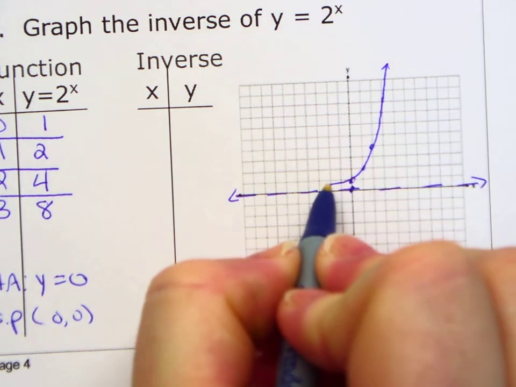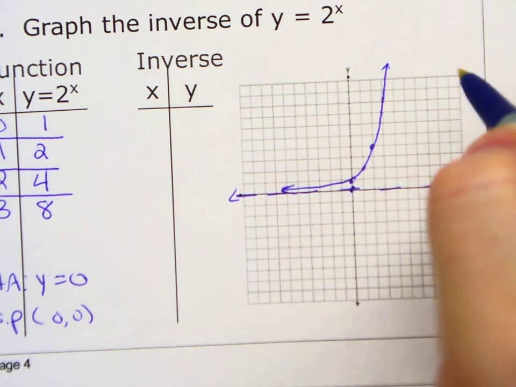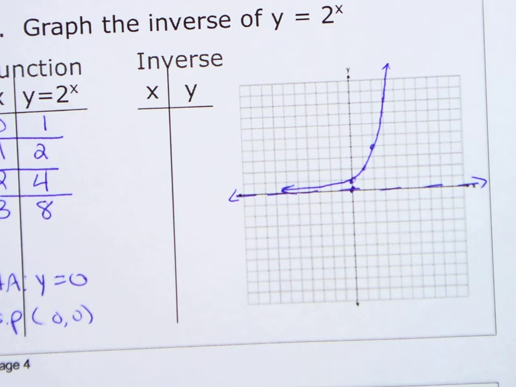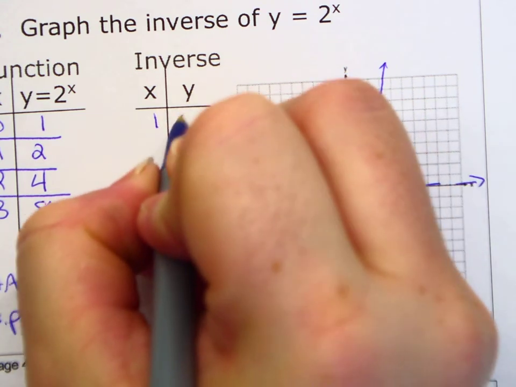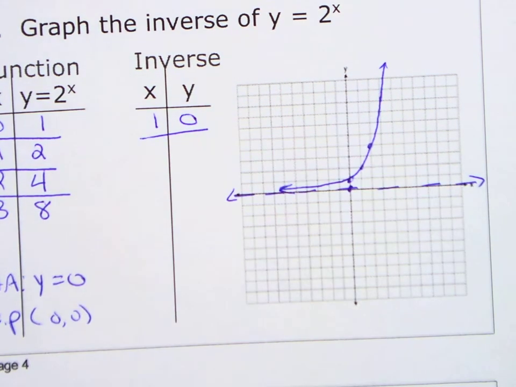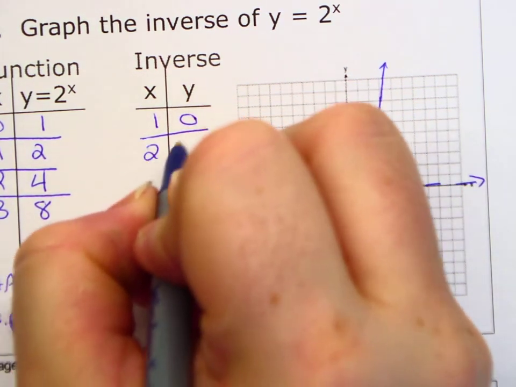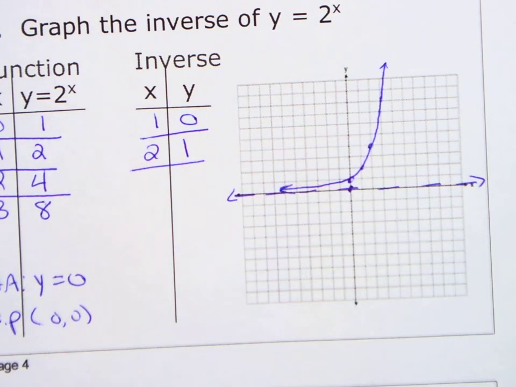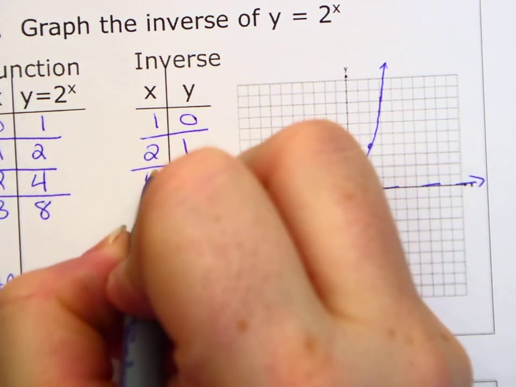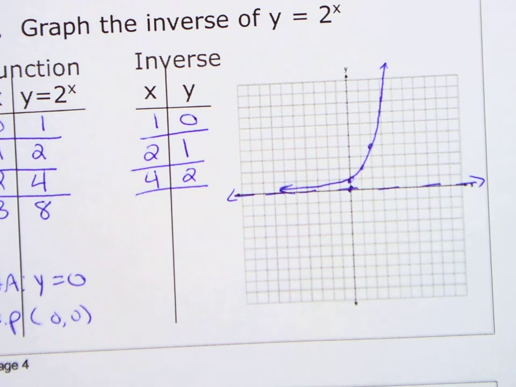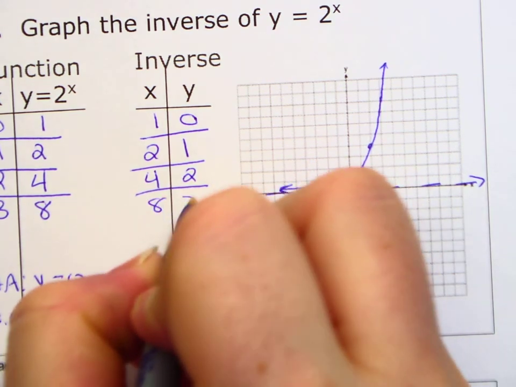Now, to find its inverse, what is the main rule for finding an inverse? We're going to reverse our x's and our y's. So if we have 0, 1, just reverse them: 1, 0. 1, 2, reverse them: 2, 1. 2, 4, reverse. 3, 8, 8, 3. Okay.